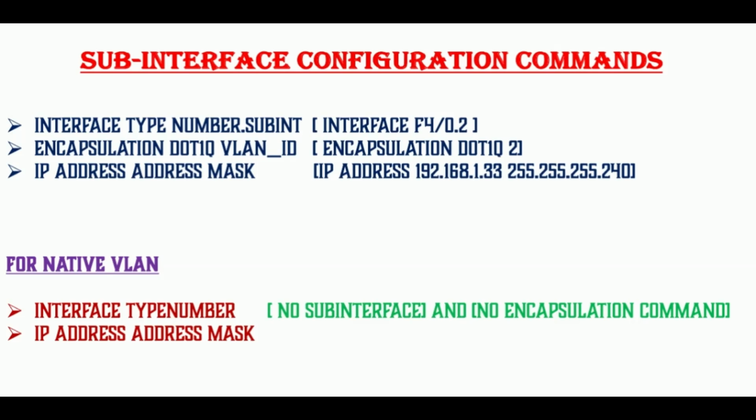For the native VLAN, we need to skip the .subinterface number and the encapsulation command. This skipping tells the subinterface that it is in the native VLAN. If the native VLAN is a non-default VLAN, I mean if it is not VLAN 1, then we need to specify in the command that it is native. We need to add the word native at the end of the encapsulation command, and we add the .subinterface number 2.